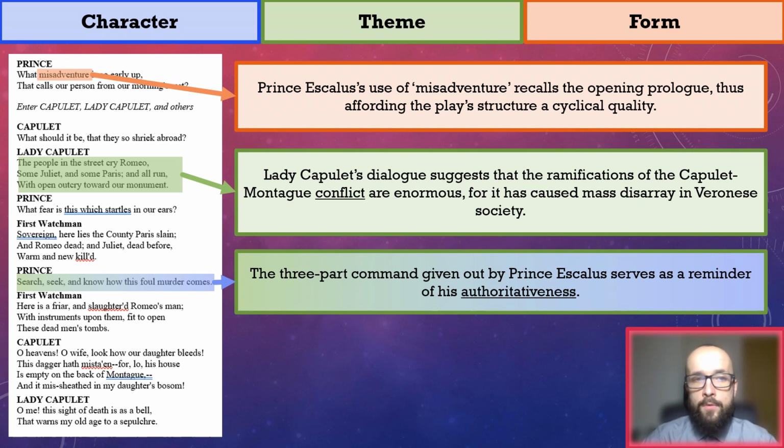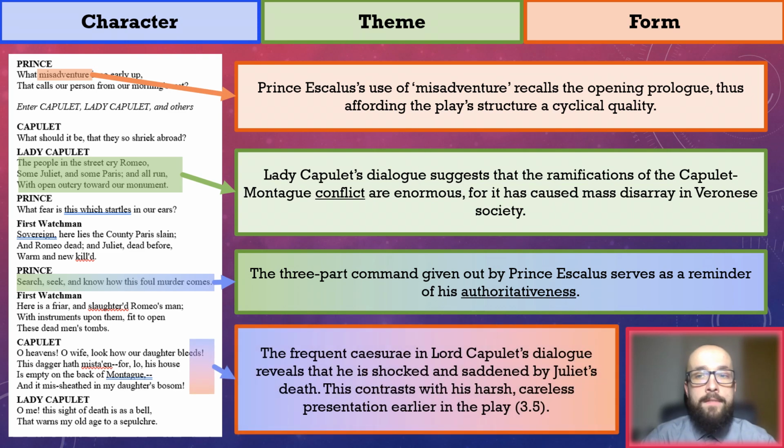Last, I notice once more that caesurae abound in Lord Capulet's dialogue at the bottom of this short extract. To me, they reveal that he is shocked and saddened by Juliet's death, which contrasts nicely with the harsh, careless presentation he is given earlier on in the play. All that rage and bluster and his threats of disownment seem to not have been indicative of his true feelings, after all.